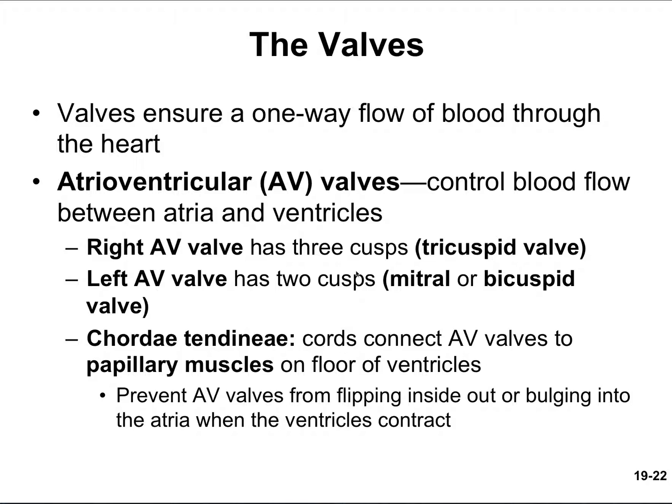The valves. The valves ensure a one-way flow of blood through the heart. The AV, or atrioventricular, valves control blood flow between atria and ventricles. The right AV valve has 3 cusps, tricuspid. The left has 2, mitral or bicuspid. The chordae tendineae connect the AV valves to papillary muscles on the floor of the ventricles, which prevents the AV valves from flipping inside out or bulging into the atria when the ventricles contract.